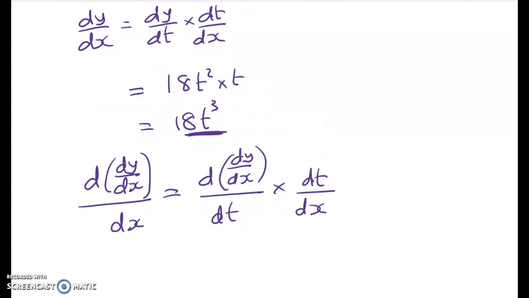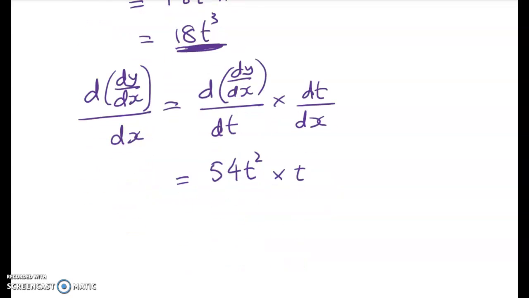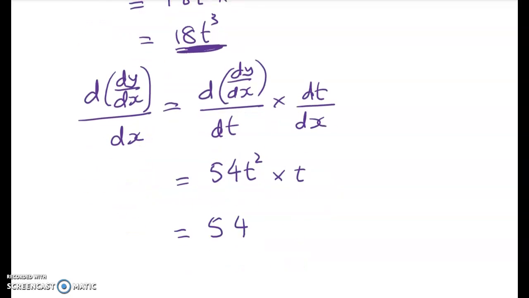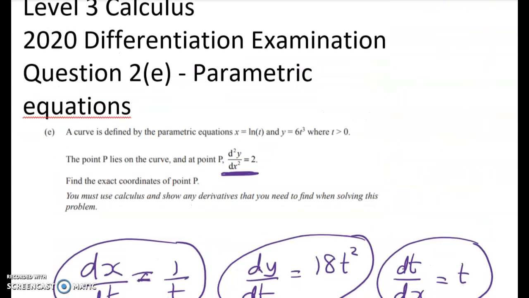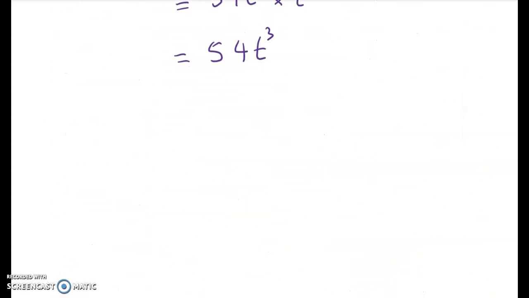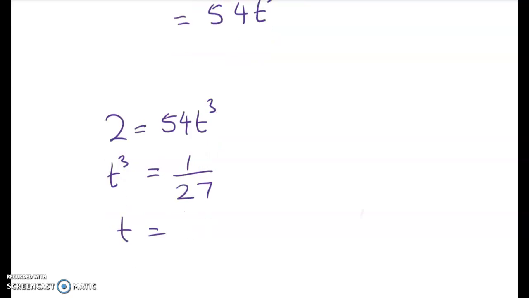So dy by dx was 18t cubed. That's going to give me a derivative of 54t squared, and dt by dx was just t, giving us 54t cubed for my second derivative. Now what we need to do is to figure out when the value of that is equal to 2. So we're solving now to get a value of t. So we have 2 is equal to 54t cubed. That gives me t cubed is equal to 1 over 27, and t is the cube root of that, which is 1/3.